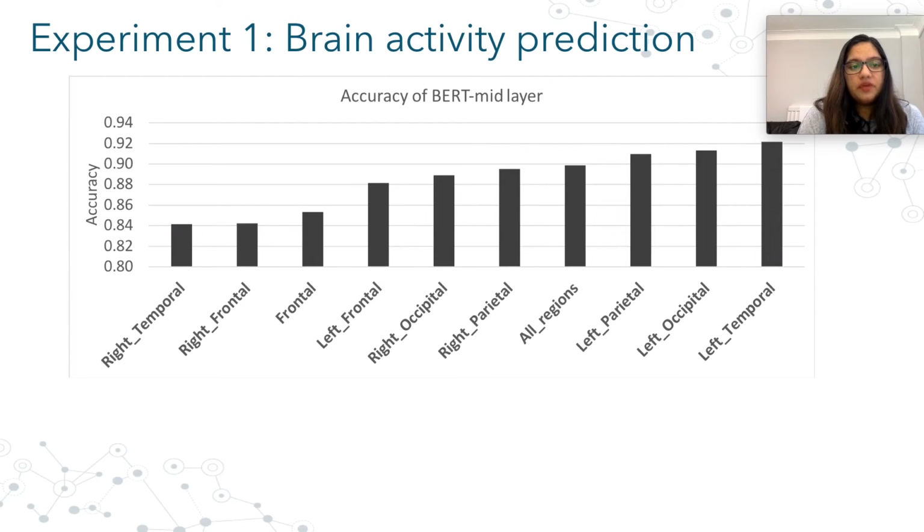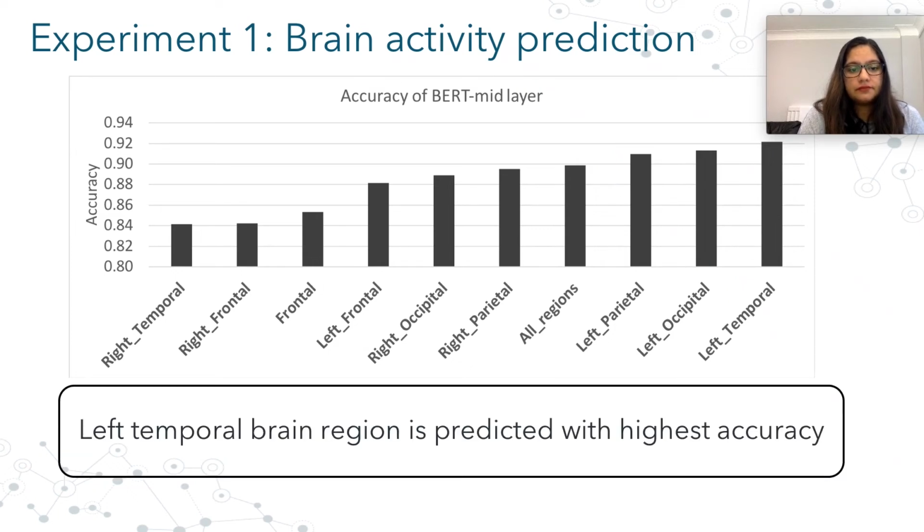We also perform this analysis separately for each brain region, and we find that amongst all the brain regions, the left temporal brain region is predicted with the highest accuracy from BERT mid layer. This is an interesting result since the left temporal region of our brain is known to encode syntactic and semantic information at the time of language processing.